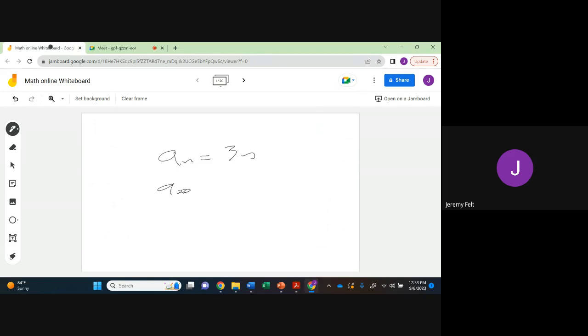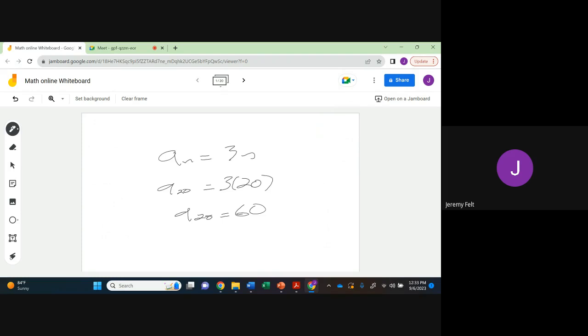We could sit there and go 3, 6, 9, 12, 20 times, but it's going to be a lot easier if we know, oh, this is saying a of 20. Well, where n equals 20, we put in 20 for n. So a of 20 equals 60.